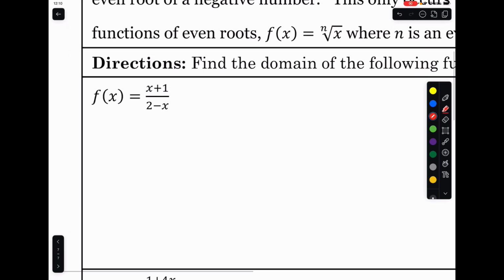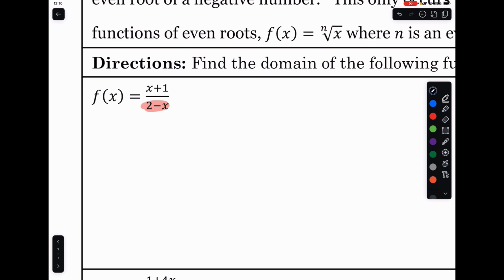So here I have a rational function, a reciprocal function that has been transformed. Now, to find the domain for this function, again, the key idea is that I'm not allowed to divide by 0. So I cannot have this denominator here ever equal to 0. So the first thing we're going to do is find what makes the denominator equal to 0.